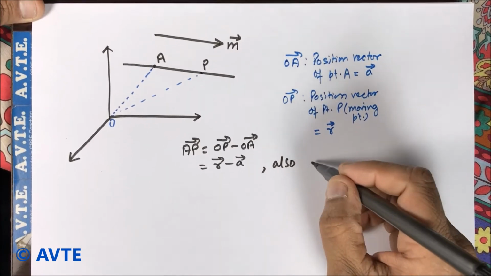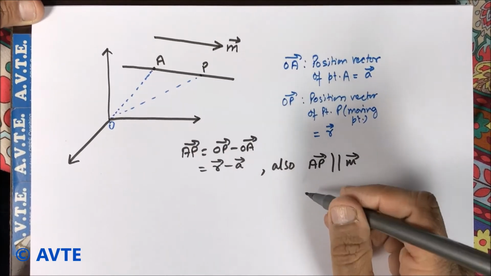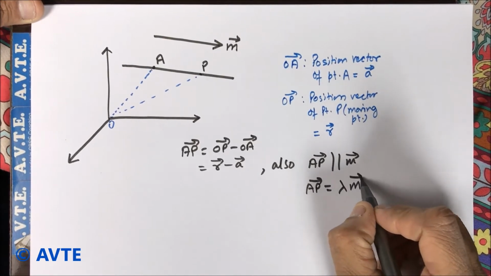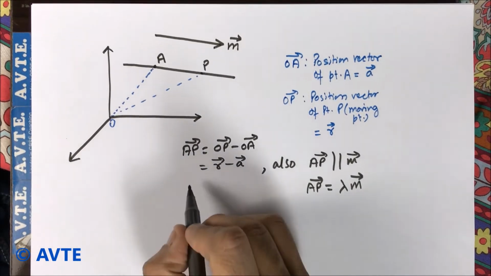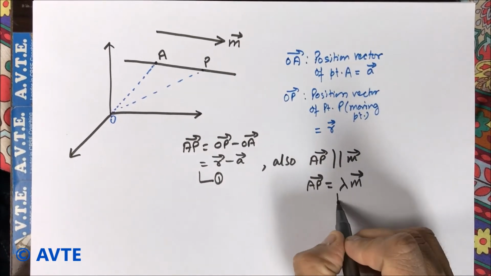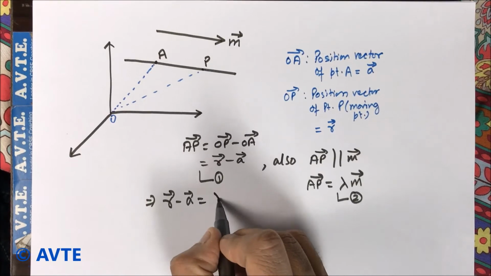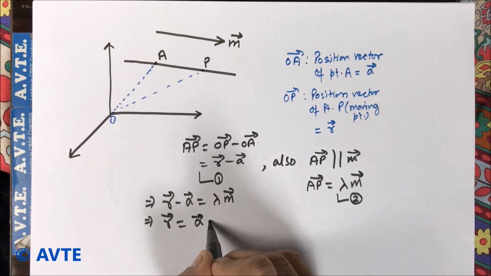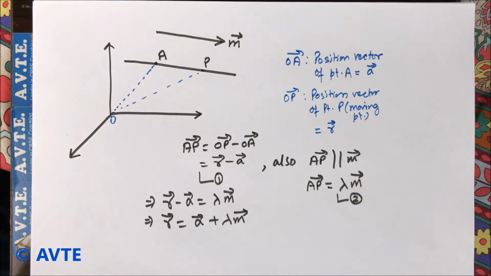Also, the AP vector and M are both parallel. They are like vectors. So whenever vectors are like, there is a ratio in them. I'm taking that ratio as lambda times M. Now can you connect equation number 1 with equation number 2? That is, R minus A vector is lambda times M vector, and hence R vector is A vector plus lambda times M vector. So this is the vector equation of a line, one-point form.